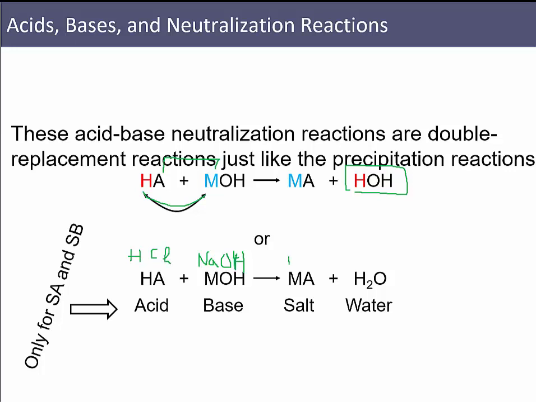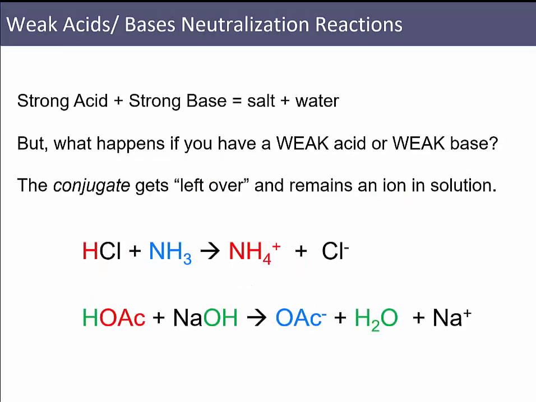Now this is only going to work for strong acids and strong bases, that you get a salt and water. You're going to end up with leftover conjugates if you're dealing with weak acids. So if you've got a strong acid and a strong base, you end up with salt and water. But what happens if you've got a weak acid and a weak base? The conjugate is what gets left over and remains in solution. So if I take HCl, which is a strong acid, and I react it with ammonia, which is a weak base, I'm going to have ammonium left over. This is my conjugate weak acid. And over here, this chloride is going to be our conjugate weak base.